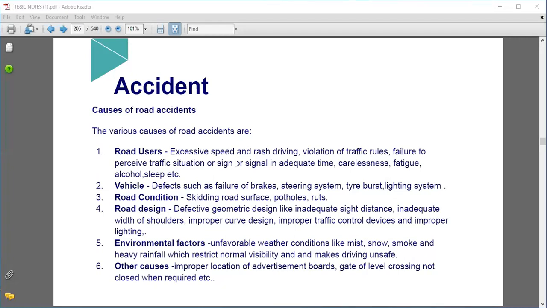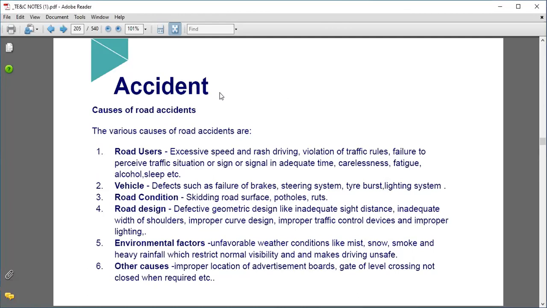Some MCQs we also covered in the last lecture. Now we'll move towards the next point, that is accidents: how accidents occur on the road, what the remedial measures are, and how to analyze and collect information about an accident on the road. That point we will complete today. So first, we'll see the causes of accidents.